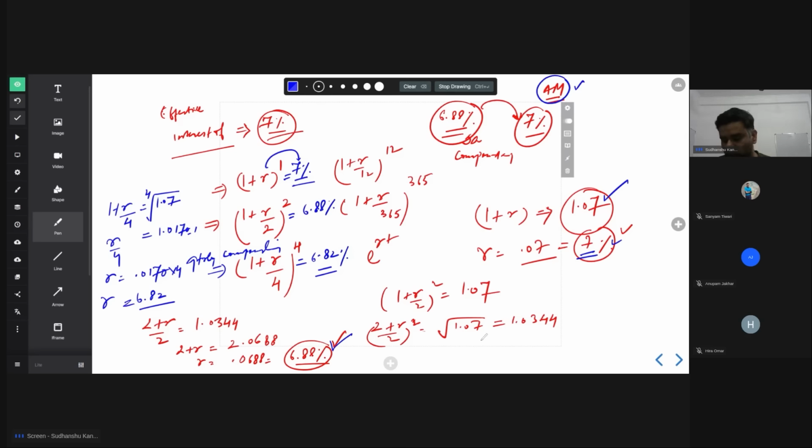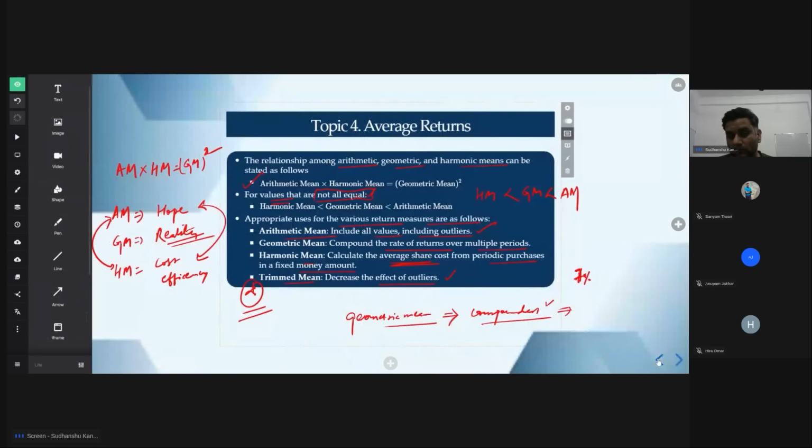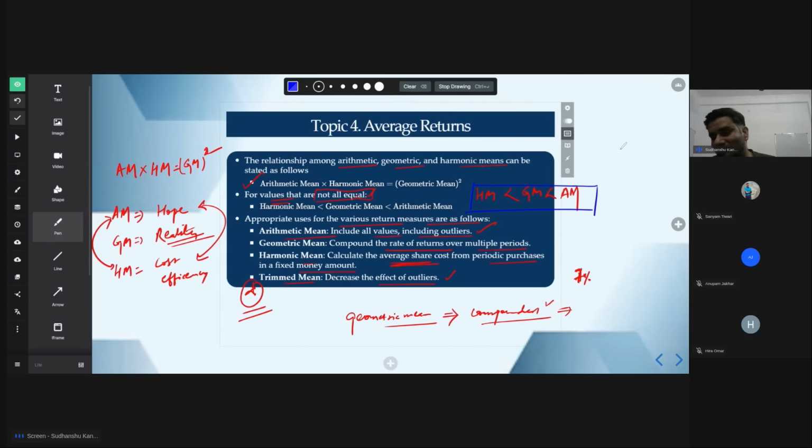So the statement which is given in your book is that for values that are not all equal, what is the way to achieve the same thing? What they are trying to compare here is not the results. They are trying to show that for a given result, let's say the same thing, 7% is given, which value will be higher? So you saw it yourself: for a given result, I need an arithmetic return of 7%. For geometric, I can achieve it with 6.88 also.